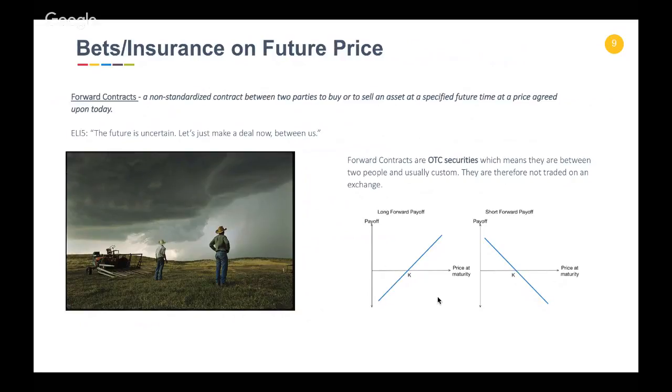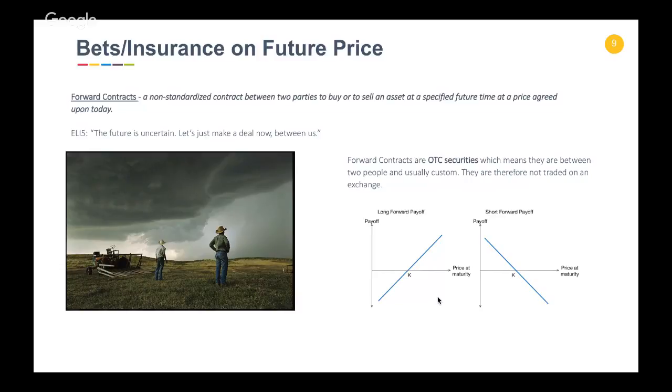And in each of these slides, and I'll make these slides available after this presentation, the case in a forward contract is what's known as an OTC, or over-the-counter security. And in finance, OTC security means it's not traded on an exchange.